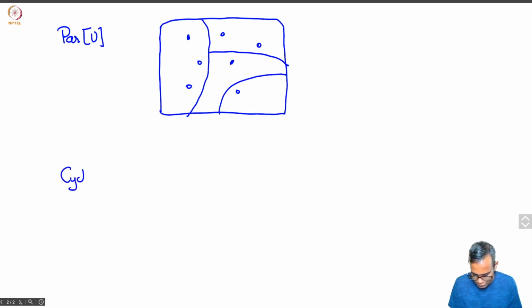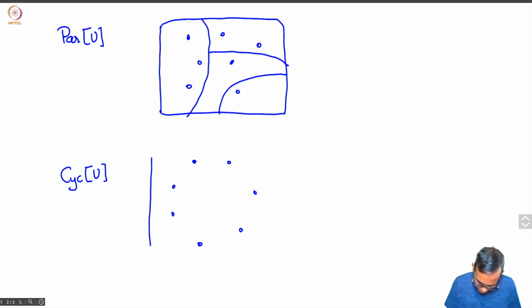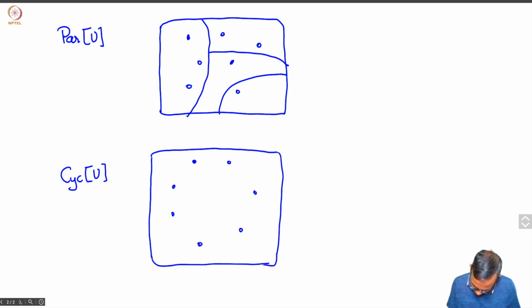You can look at the species of cycles on U, cyc U, and here you don't have to draw the most general picture, but just a picture that conveys the essence of the species. So for cyc U, you might draw a picture like this.